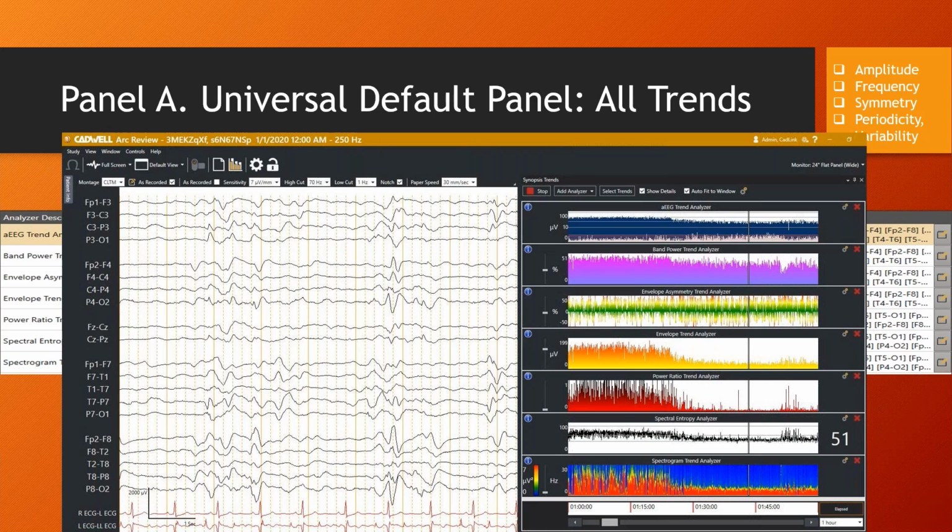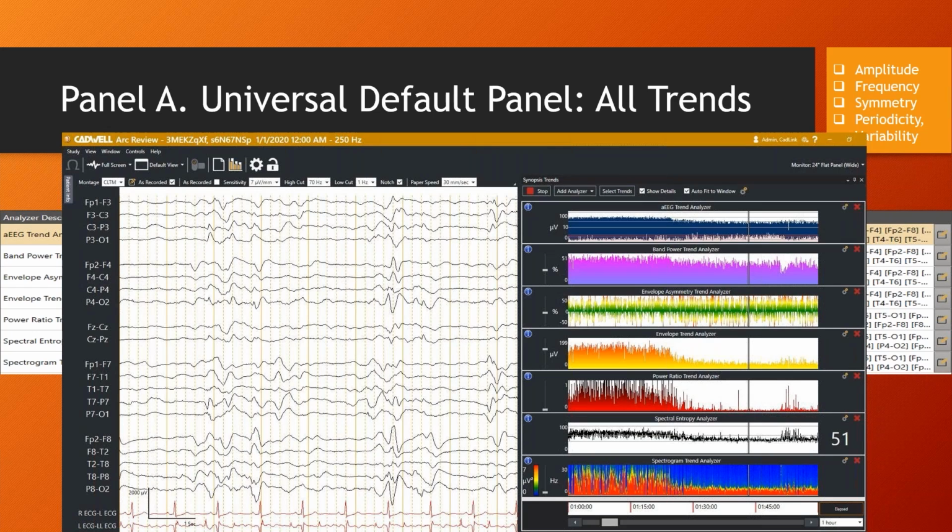So what we see in this trend, again, amplitude integrated EEG is strictly amplitude. So we see kind of a tightening of the amplitude, even though we're still seeing largely a burst suppression. It's not as flat as it is earlier in the record, and it's not as high amplitude with the bursts either. So we can see that pretty readily in the amplitude integrated EEG. In the band power, we can see a diminution of the power in the range that we selected there. In the envelope asymmetry, we can see that it's pretty symmetrical.